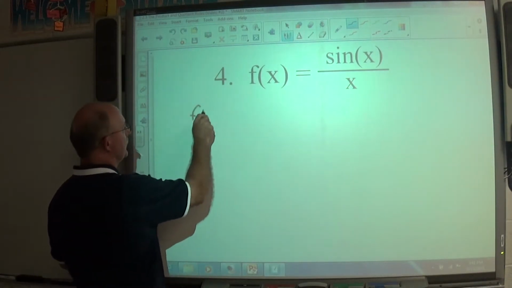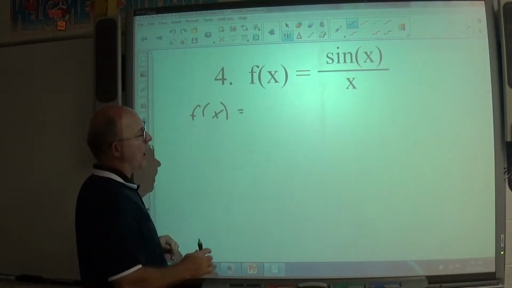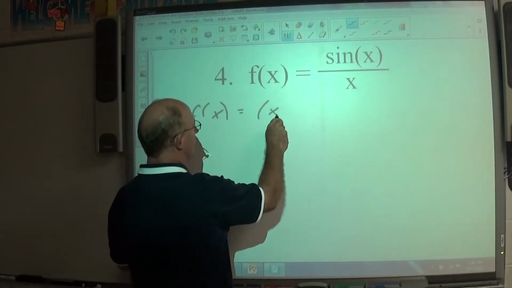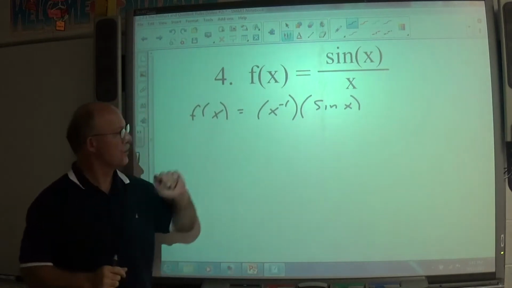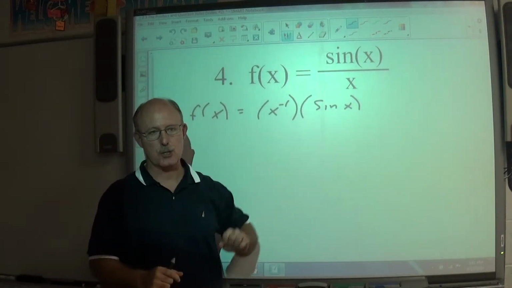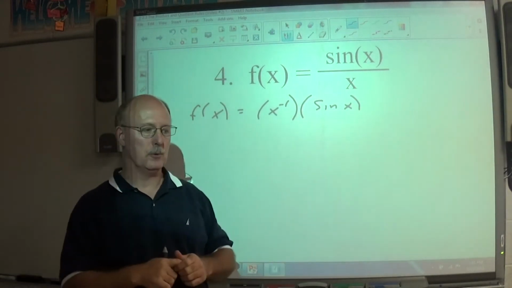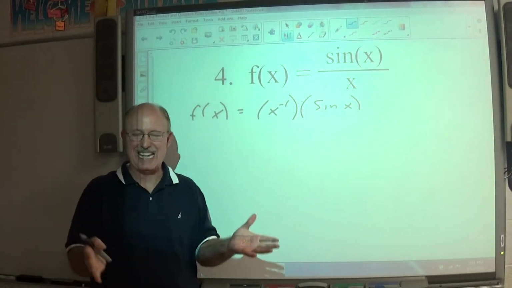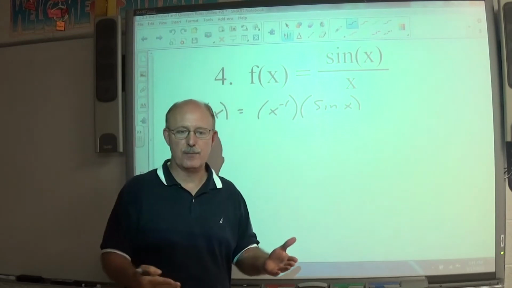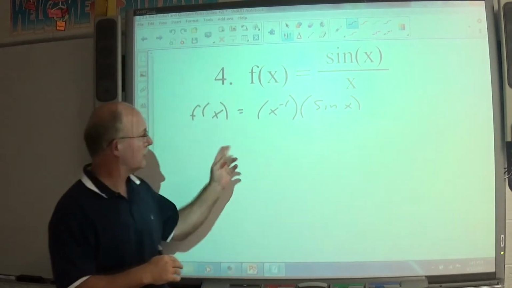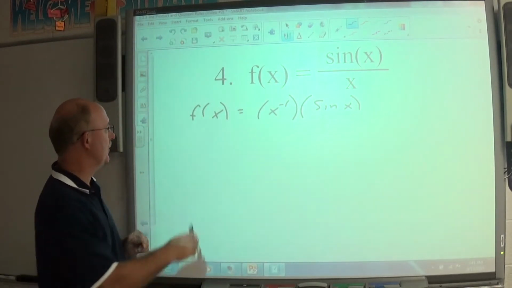Now let's rewrite this. To use the product rule, I'm going to pull this x off as x to the negative 1 times sine x. Now you have a first term times a second term. Now let's use the product rule. You can actually do this to any fraction. Sometimes it may make it a little easier to find the derivative, a lot of times it doesn't, but just to see what this will look like as we find our derivative.